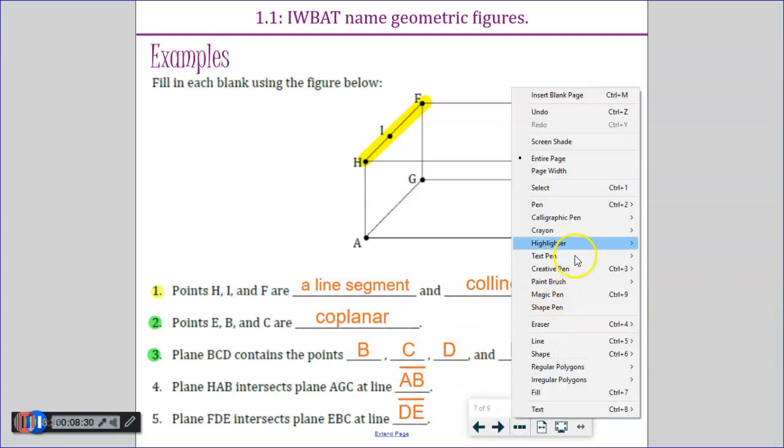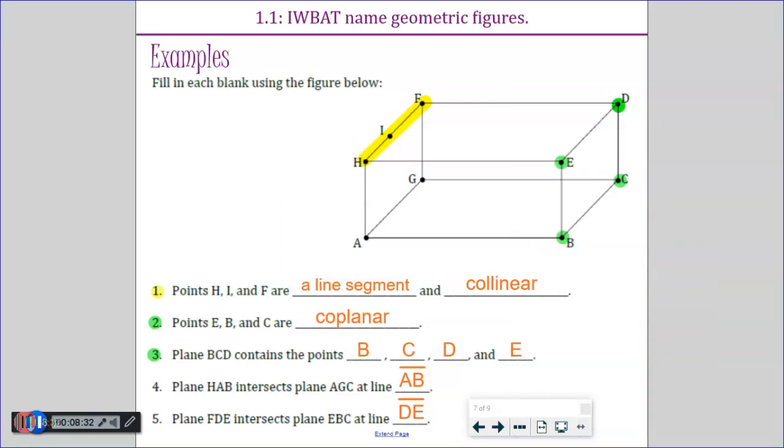I'm going to switch highlighter colors and take a look at the next question. Plane HAB. Plane HAB is the front of the box. Where does that intersect with plane AGC? Plane AGC is the bottom of the box. So the front of the box and the bottom of the box intersect at line segment AB. That's where this front plane and the bottom plane, front side and bottom side, intersect, in line segment A to B.